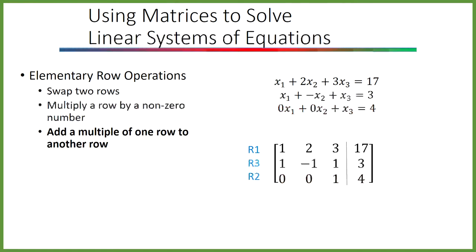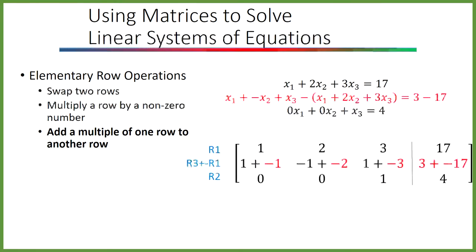Next, let's talk about adding a multiple of one row to another row. Let's start off by looking at another element that we know we would like to make equal to 0. Since this element is off the diagonal, we know that we want it to be 0. To get it equal to 0, we could add negative 1 times row 1 to row 3, which we previously swapped with row 2.